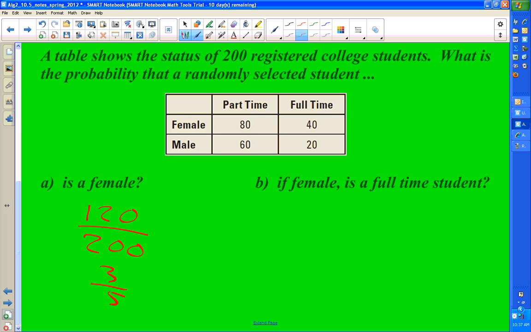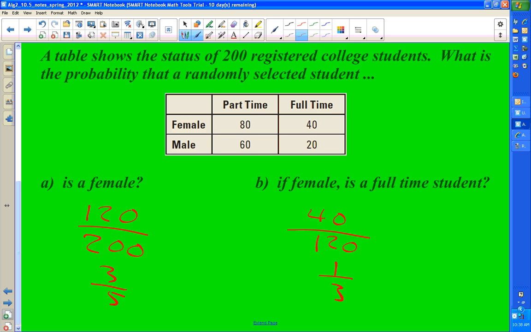Now, what's the probability that you're going to get a full-time student if you are choosing from the females? What's the probability that the female is a full-time student? Given that it's a female, what's the probability you're going to get a full-time? 40 out of 120. So we want 40, that's the full times out of just the women now, 120, which reduces to 1 and 3.